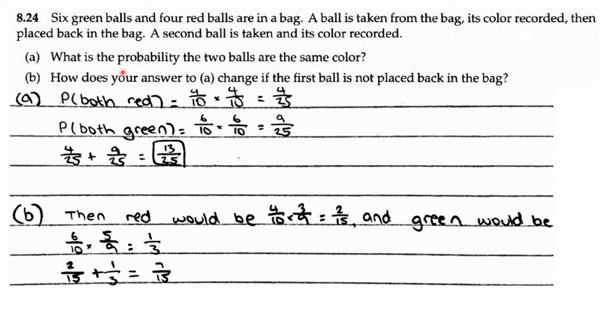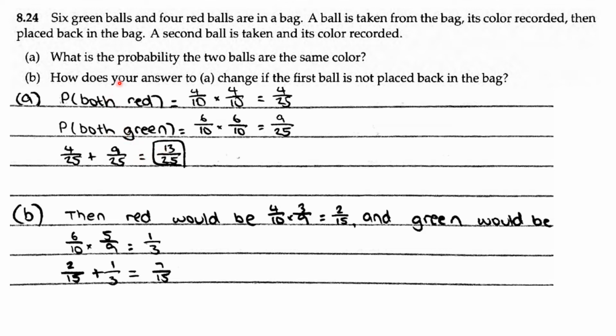So for A, the probability of the two balls being the same color. The probability of both being red is 4 over 10 times 4 over 10, since there are 4 red balls out of 10. And since you put it back in, there are still 4 red balls and 10 total balls after the first draw. So in total, it's 4 over 25. And the probability of them both being green is 6 over 10 times 6 over 10, which is 9 over 25. So in total, the probability of the two balls being the same color is 4 over 25 plus 9 over 25, which is 13 over 25.